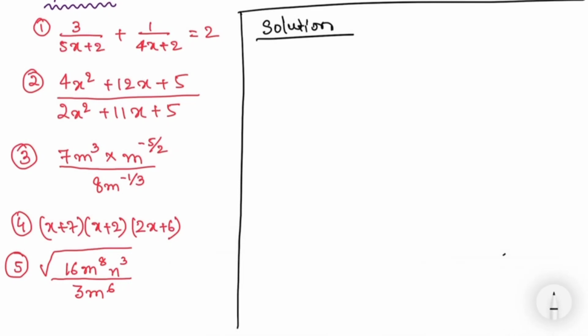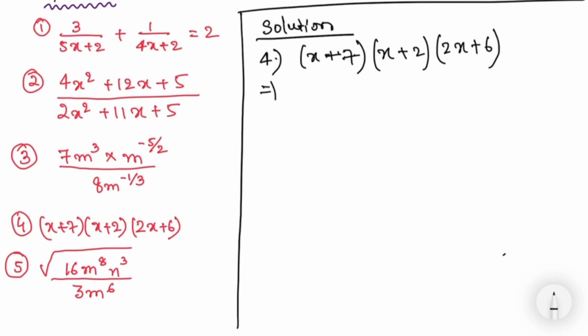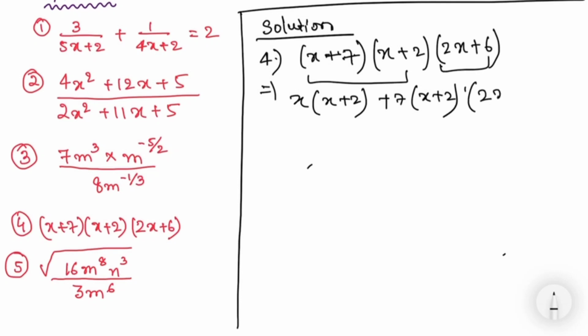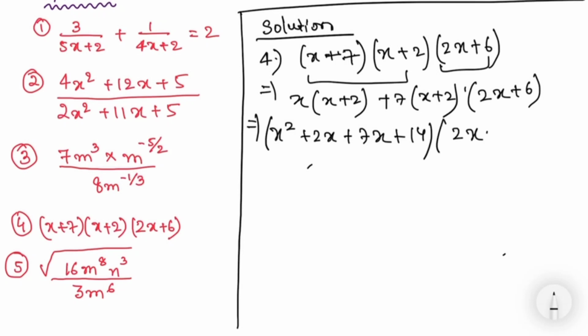Okay, let's come to the fourth one. It says x plus 7, x plus 2, 2x plus 6. You have to simplify it. First of all, we'll take two of them and solve. So x plus 2 times x plus 7, and just write 2x plus 6 as it is; we are not going to simplify it over here. So it becomes x square plus 2x plus 7x plus 14, and 2x plus 6. Now x square plus 9x plus 14 and 2x plus 6.